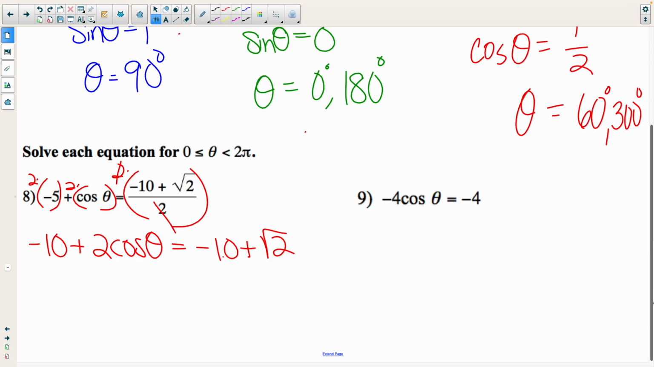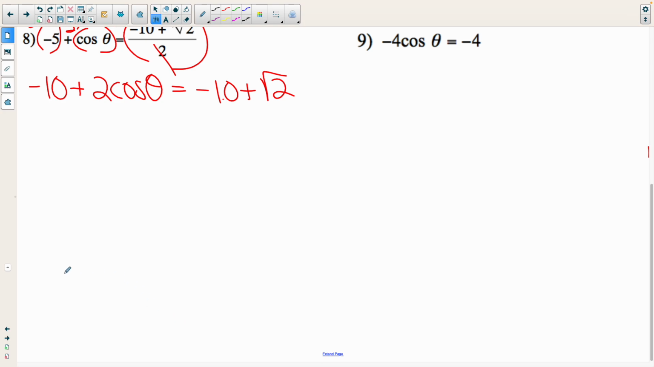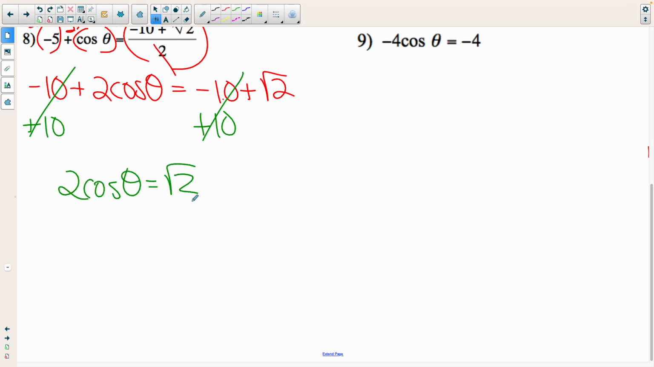And find your trig function right here. So it's a 2-step equation. I've got to cancel out the constant first by adding 10 to both sides. Final step before we find our solutions, we've got to isolate by dividing that 2 out of there.